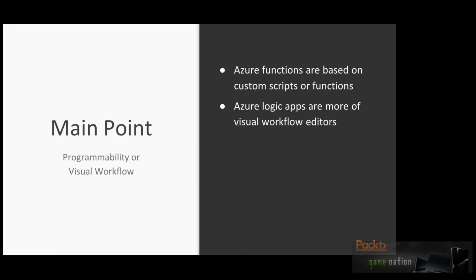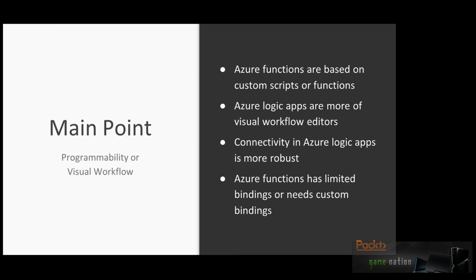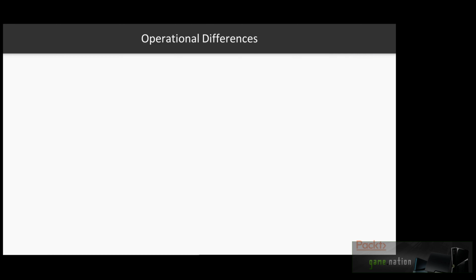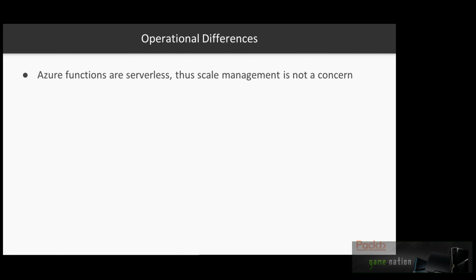But the overall benefit of the Azure Logic Apps is that the connectivity between the events and the triggers is quite simple. It's a couple of clicks only, whereas in Azure Functions, you're provided with a limited number of bindings that you can use to capture the input, and there are a limited number of triggers that can be used with Azure Functions as well. From the operational standpoint, we can see that Azure Functions are serverless, so scale management is not a concern at all, and the same goes for Azure Logic Apps as well.